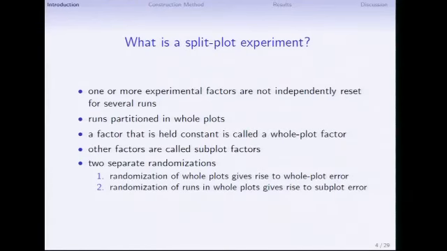So we have two separate randomizations: the randomization of whole plots, which gives rise to the whole plot error, and the randomization of runs, which gives rise to the subplot error.